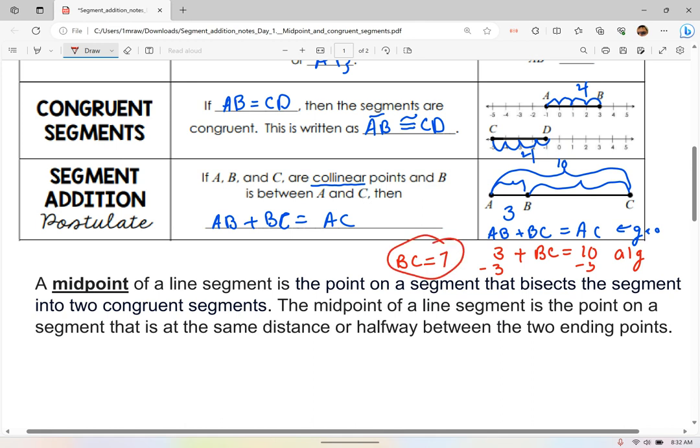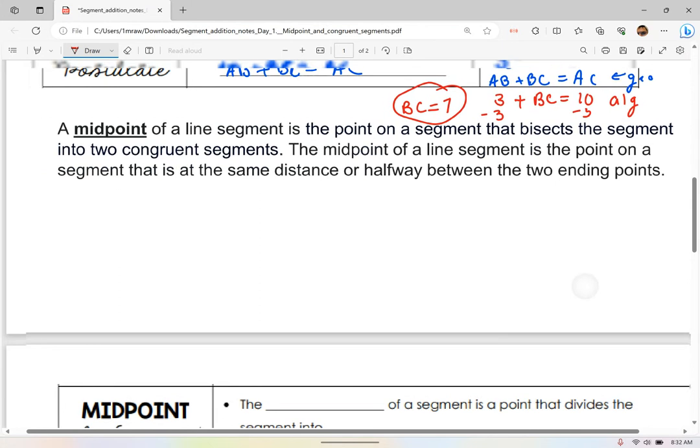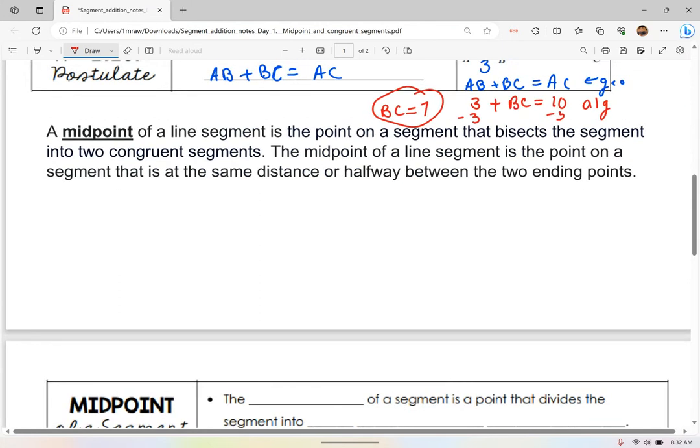Okay. A midpoint of a line segment. So this is important. A midpoint of a line segment, this is the definition, is the point on a segment that bisects. Remember, that cuts the segment into two congruent segments. The midpoint of a line segment is a point on a segment that is at the same distance, or halfway, between the two ending points. This is going to be very important.